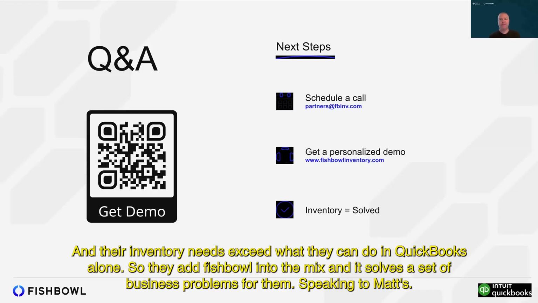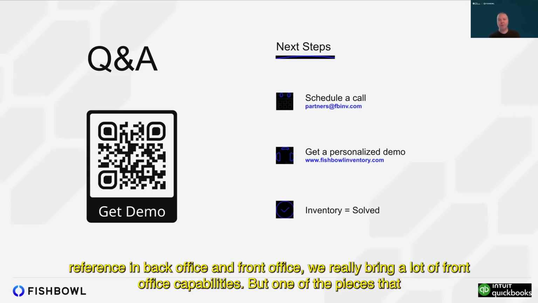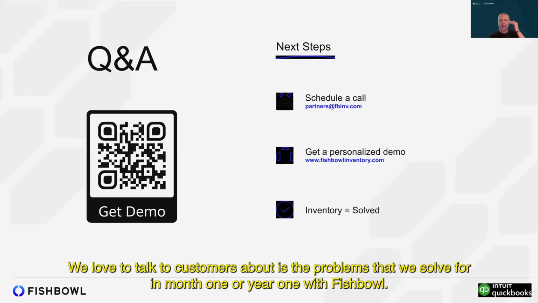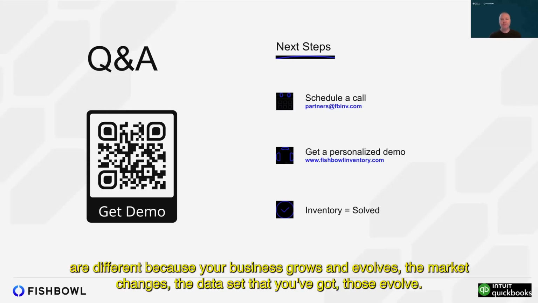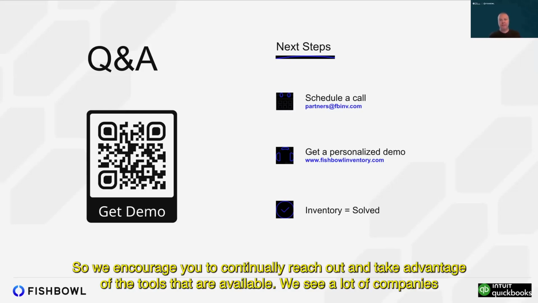So they add Fishbowl into the mix, and it solves a set of business problems for them. Speaking to Matt's reference in back office and front office, we really bring a lot of front office capabilities. But one of the pieces that we love to talk to customers about is that the problems we solve for in month 1 or year 1 with Fishbowl are different, because your business grows and evolves, the market changes, and the data set that you've got evolves. So we encourage you to continually reach out and take advantage of the tools that are available.